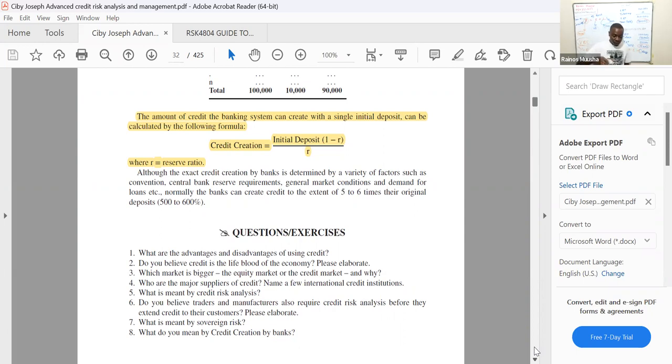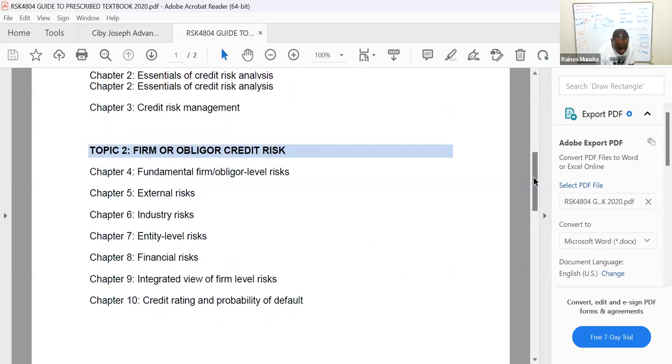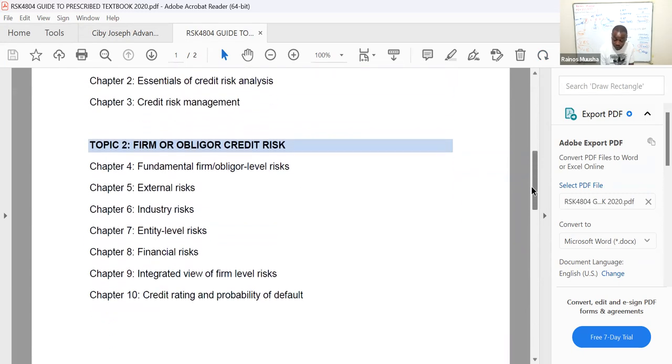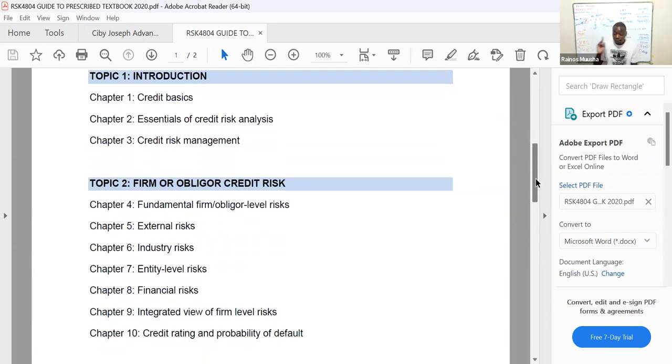Please note, as we move forward to chapter two, chapter three, and all the way through, at the end of each chapter there are going to be questions that are highlighted. Those highlighted questions, please make sure that you go through them. Because after we cover chapters 1 to 10, you'll see in our curriculum that chapters 1 to 10 come from topic 1 and topic 2.